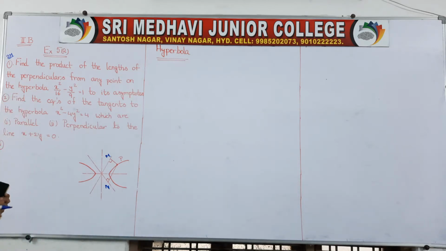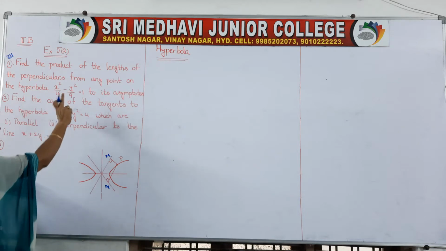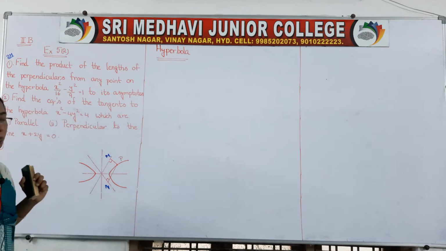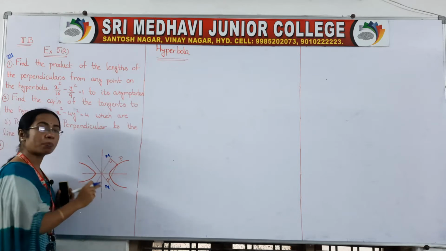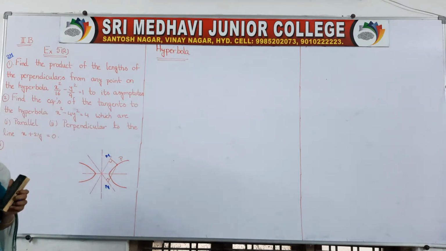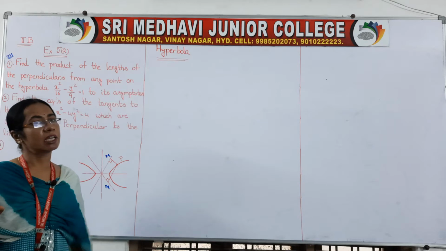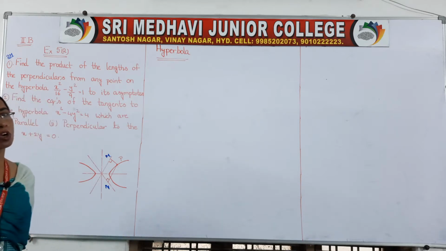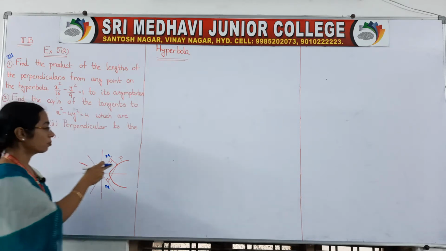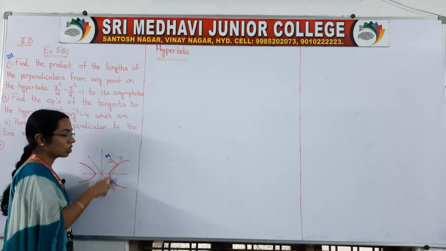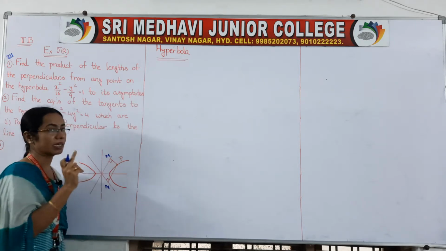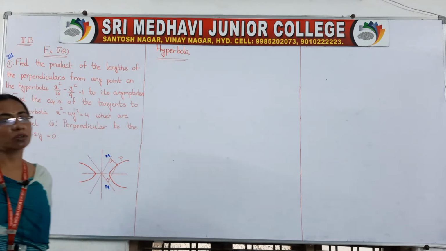So then here the question is the product of the lengths of the perpendiculars. That means PM into PN, that is nothing but the product. Product means multiplication. Lengths of the perpendiculars from the point to the asymptotes, so P to the first asymptote and P to the second asymptote. So PM and PN, their product we have to find.